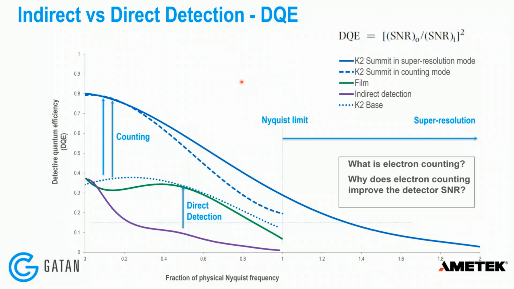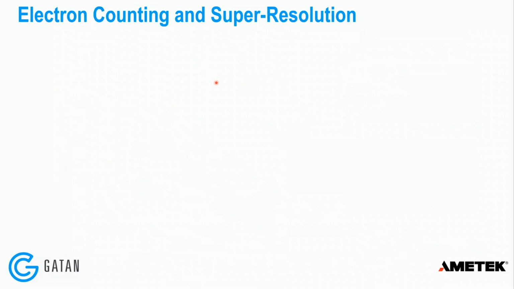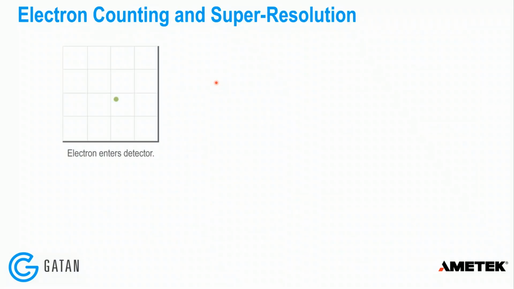So, what is electron counting, and why does electron counting improve the detector signal to noise ratio? Electron counting and super resolution. This is just a schematic or graphical representation of our sensor. So we have electrons, or an electron.